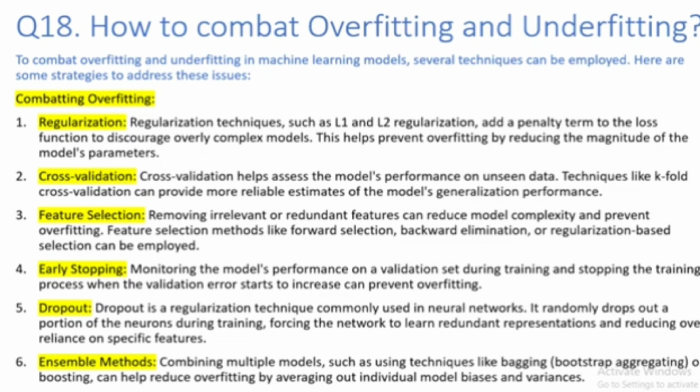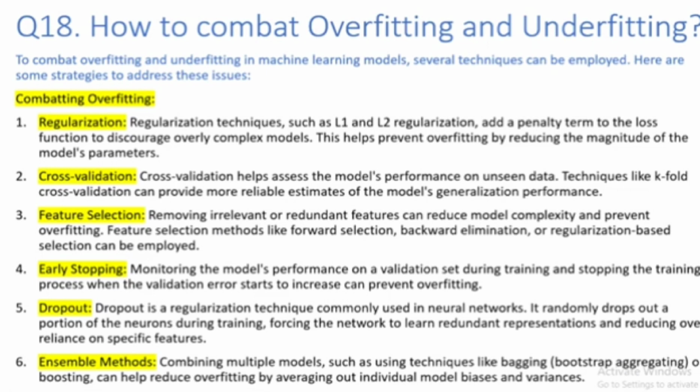Number 3. Feature selection. Removing irrelevant or redundant features can reduce model complexity and prevent overfitting. Feature selection methods like forward selection, backward elimination, or regularization-based selection can be employed. Number 4. Early stopping. Monitoring the model's performance on a validation set during training and stopping the training process when the validation error starts to increase can prevent overfitting.